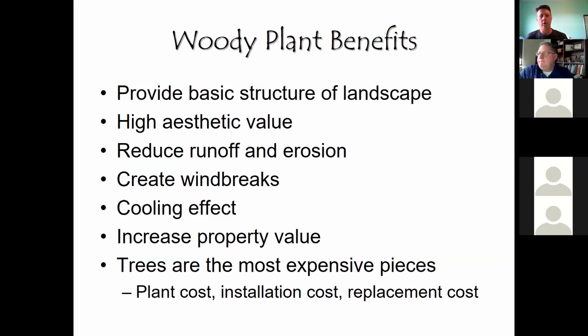So they have a cooling effect, which is, you know, a large tree might use 100 gallons of water a day or more, and all that water is lost by evaporation, which cools the environment. So it's kind of similar to you walking on a lawn in the summer, and the lawn is cold on your feet because of the cooling effect that it has.